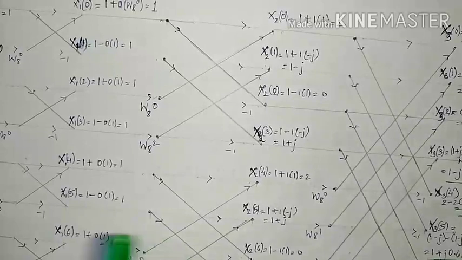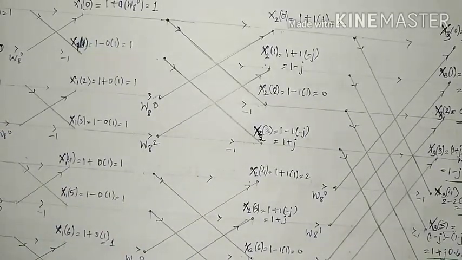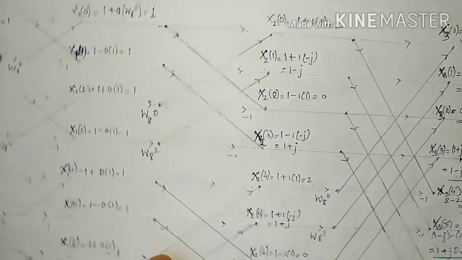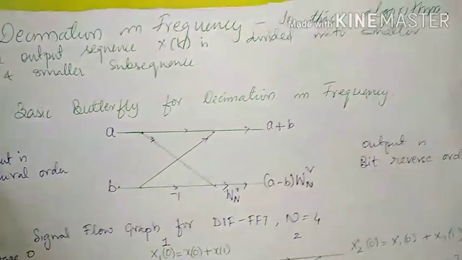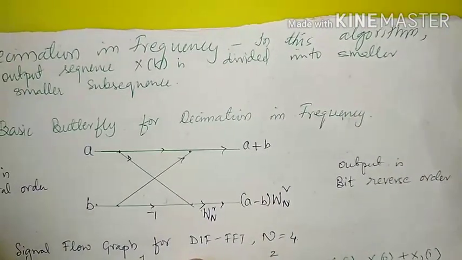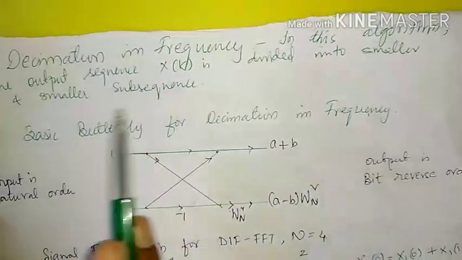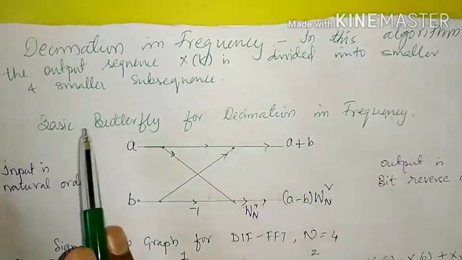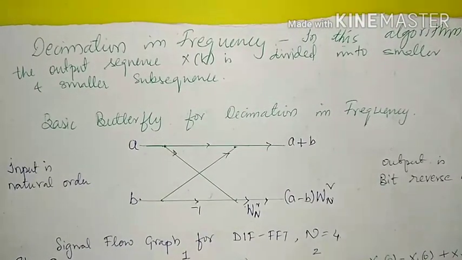Now, I hope you can solve the problem on DIT FFT for 4 point and 8 point, and also a problem based on circular convolution, which is very important. Now we'll be looking at decimation in frequency, the next topic. We have gone through DIT, now it is DIF. In this algorithm, the output sequence x of k is divided into smaller and smaller sequences. Again, the butterfly structure is almost similar to the DIT.